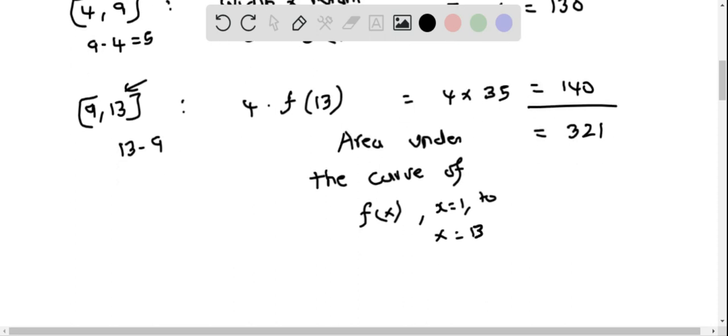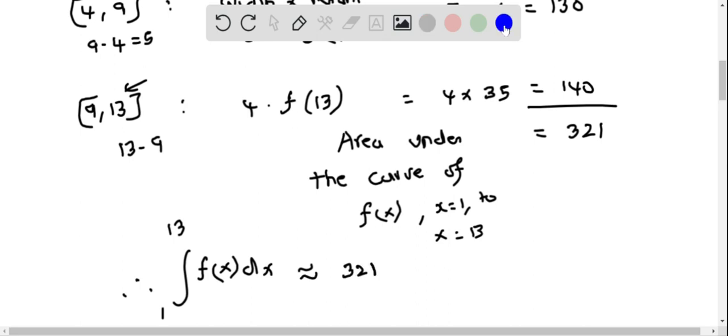So therefore we see that this definite integral from 1 to 13 of f of x dx is approximately equal to 321. And so we choose the option C. That's correct.